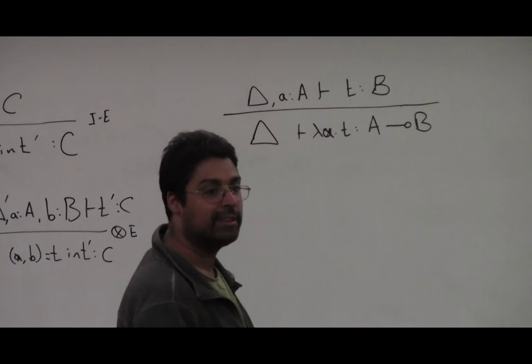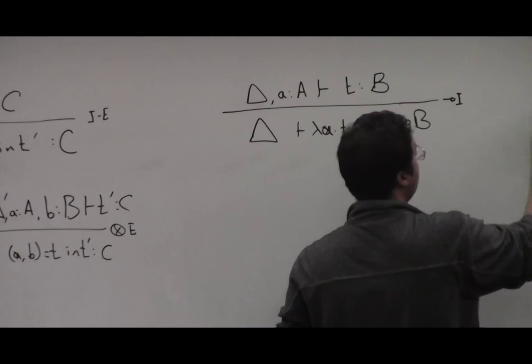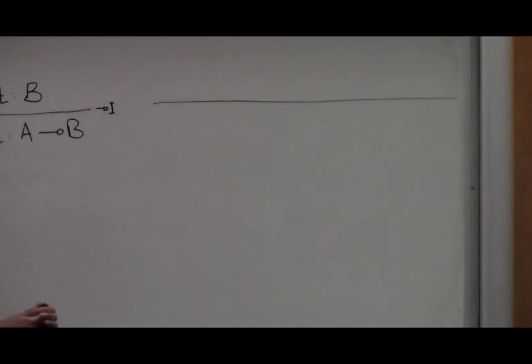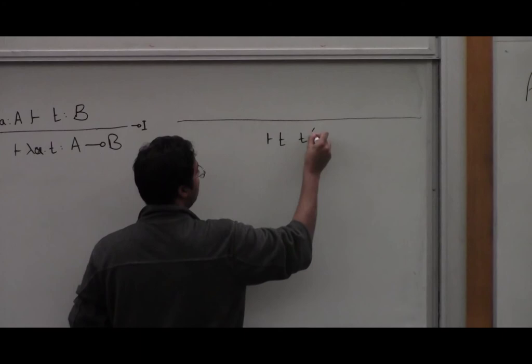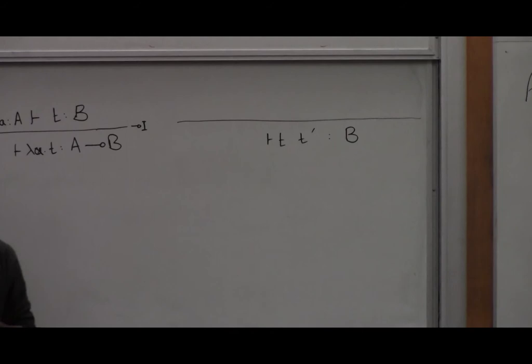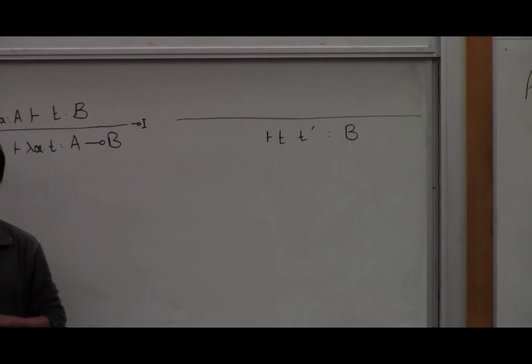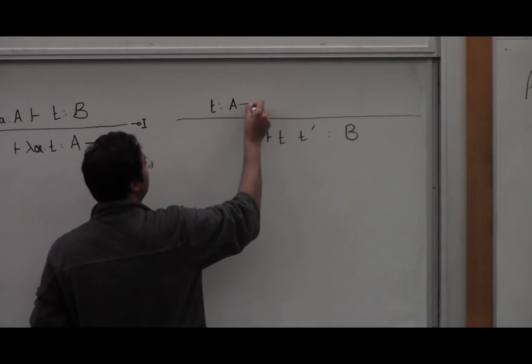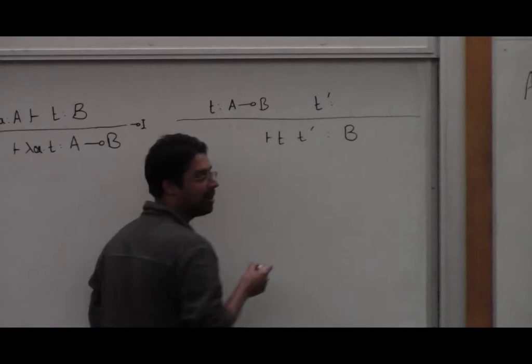And now, this should be the introduction. Now we can go to the function case. Suppose that we want to say that t prime has the type b. So what type should t have? Yes, I don't know who said that, but I heard someone say a lolly b. So t should have the type a lolly b, and t prime should have the type a. Yeah, that's right.